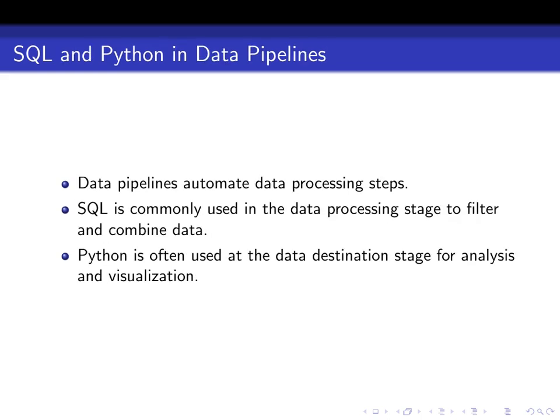When it comes to data pipelines, these tools automate data processing steps. SQL is commonly used in the data processing stage to filter and combine data. Python is often utilized at the data destination stage for analysis and visualization.